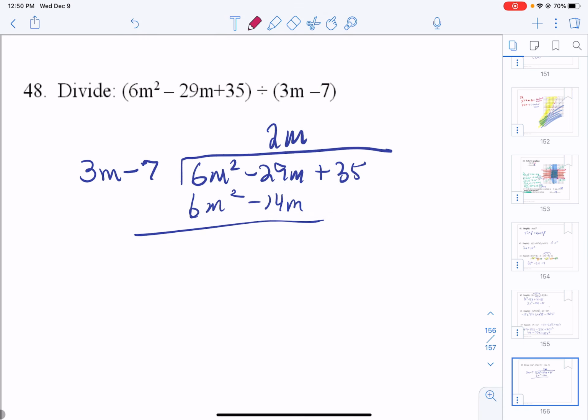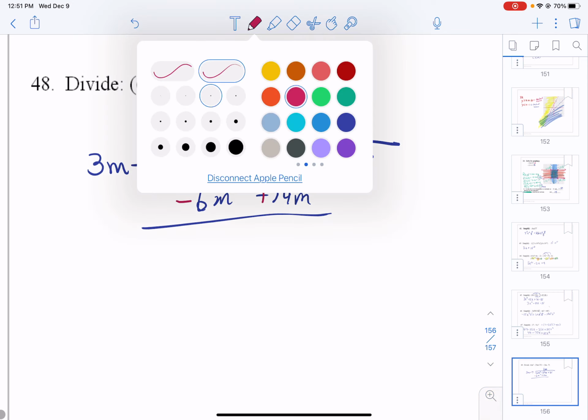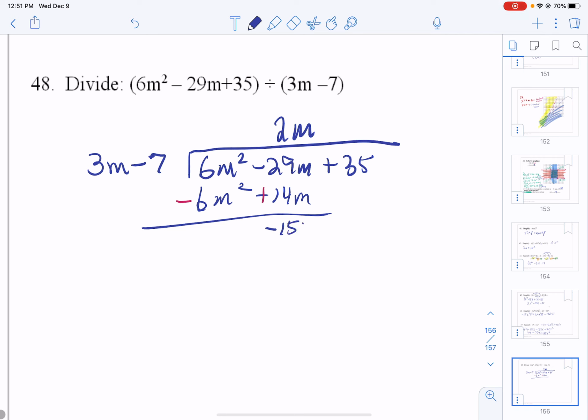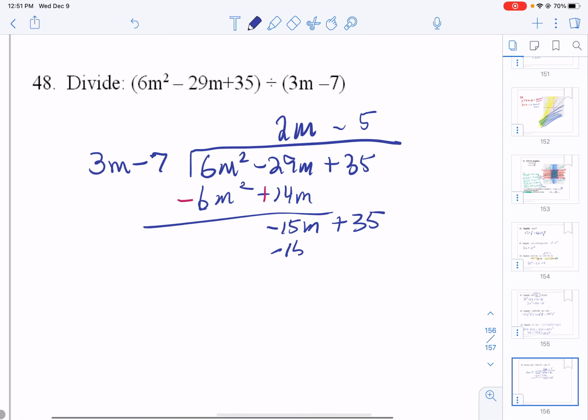Now we are subtracting, so change the signs of both. The first term goes away. Negative 29 plus 14 is negative 15m. Bring down the next term and do it again. What times 3 would be negative 15? Well, that would be negative 5. This is going to distribute to both. So we get negative 15m plus 35. We are subtracting, so change the signs of both.